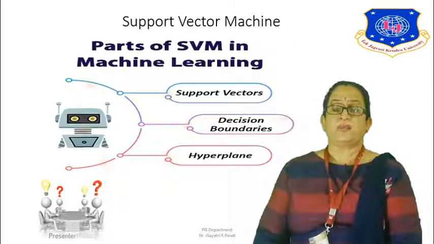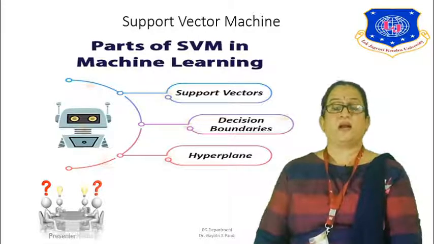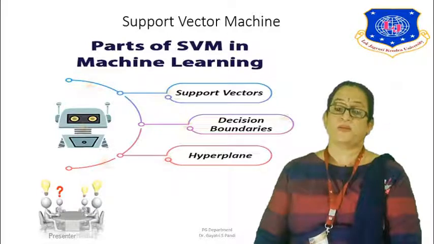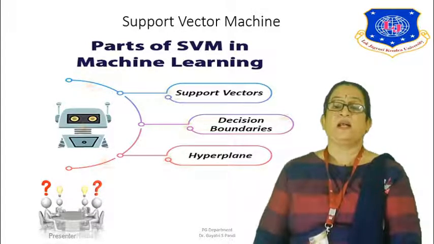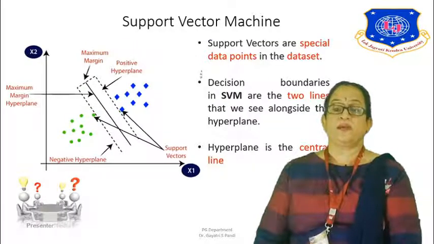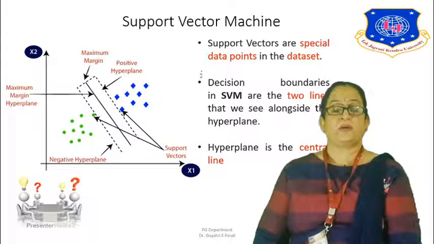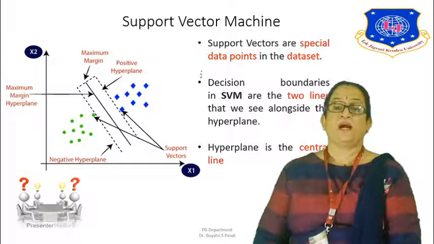So these are basically the parts of SVM. You have the support vectors, you have the decision boundaries, you have the hyperplane. These are basically the main parts of SVM. Let us see with respect to a diagram. So here you can see a graph in which x1 and x2 are plotted, and you have the various hyperplanes shown, and you have the support vectors. These are basically special points in the data set.